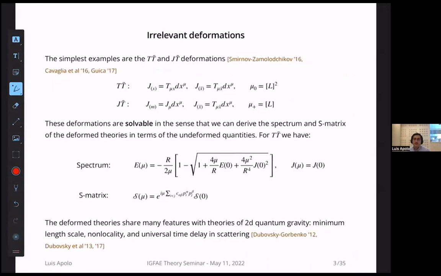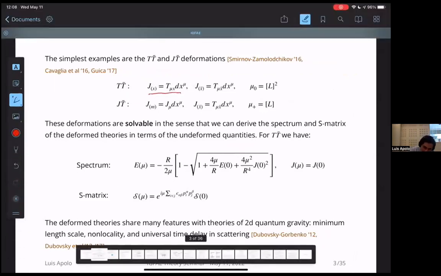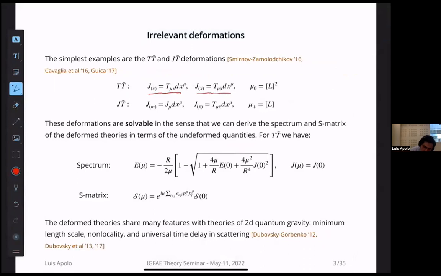So the simplest examples of these deformations are the so-called TTbar and JTbar deformations. For TTbar, we can write this current in the following way. And the deformation parameter has dimensions of length squared, so this is an irrelevant deformation. Similarly, for JTbar, we can write this current in terms of a U(1) current, J here, and similarly this one. And the deformation parameter has dimensions of length. It's also an irrelevant deformation. These deformations are solvable in the sense that we can derive the spectrum and S-matrix of the deformed theories in terms of the undeformed quantities.